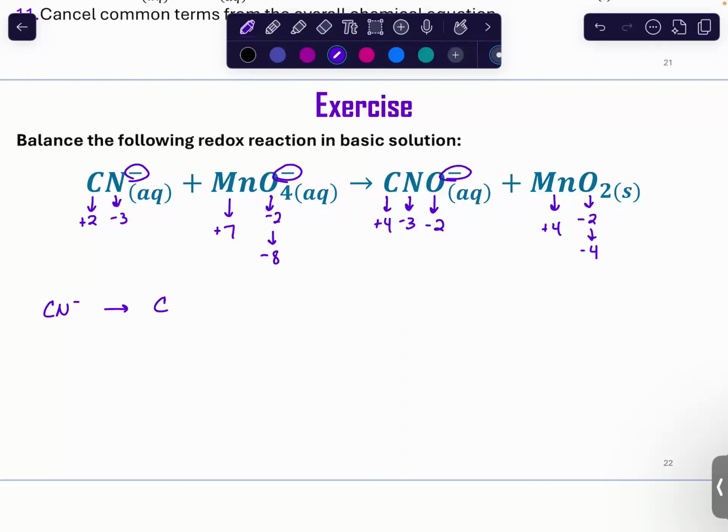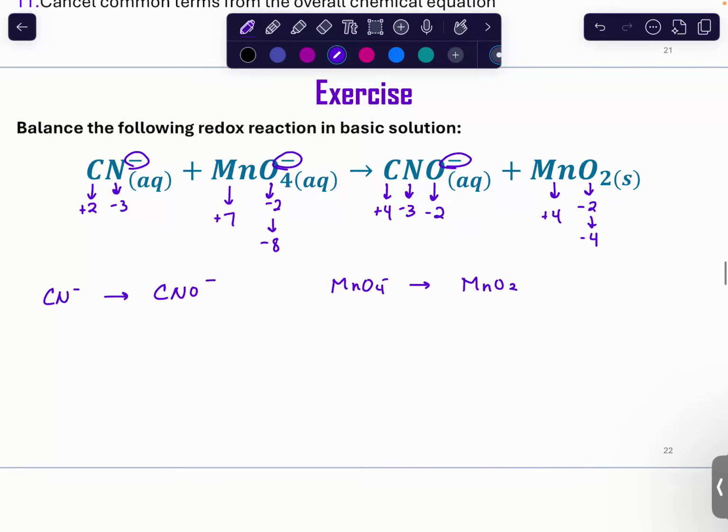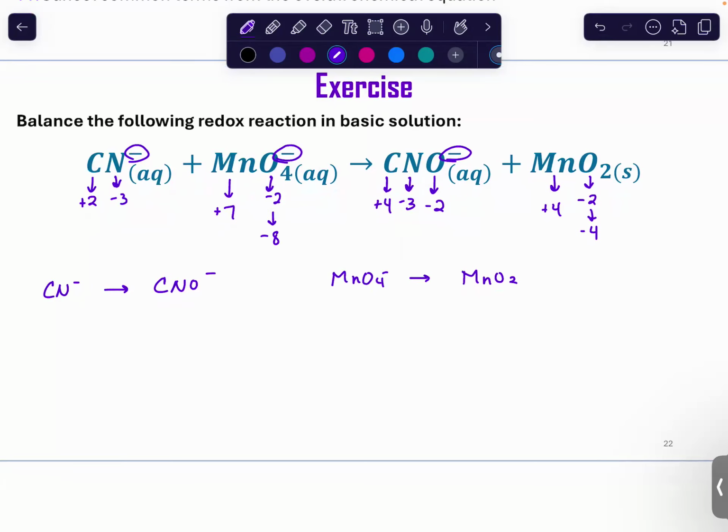The cyanide is going to go to the CNO minus ion, the permanganate will become the manganese(IV) oxide. Okay, now the next step would be balancing all the other atoms except for oxygen and hydrogen. But if you notice, the C, the N, and the manganese are already balanced. So we don't have to do that. Now we're going to jump to using waters to balance my oxygens.